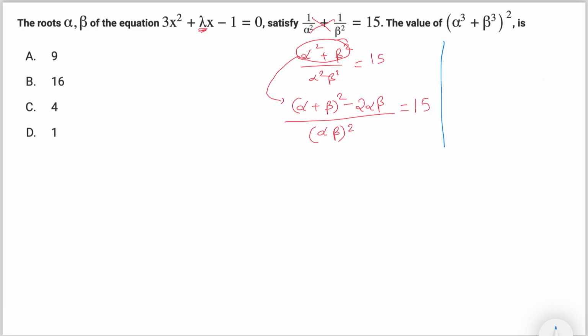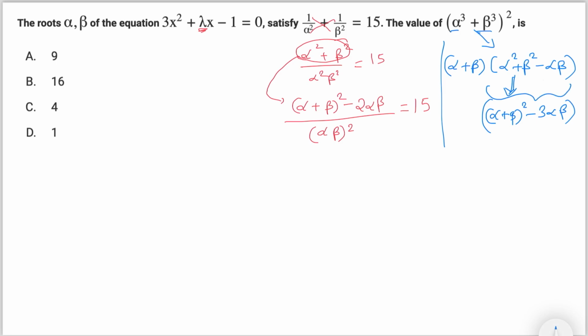And similarly, we focus on what is required in the question. Alpha cube plus beta cube the whole square. Alpha cube plus beta cube is like a cube plus b cube. The expansion is a plus b into a square plus b square minus ab. Once again, a square plus b square can be written here as a plus b the whole square minus 2ab. But we have another ab term here, so both will combine and become minus 3ab. So this entire term becomes alpha plus beta the whole square minus 2 alpha beta minus alpha beta, which is minus 3 alpha beta. And outside we have alpha plus beta only. But they're asking you alpha cube plus beta cube the whole square.